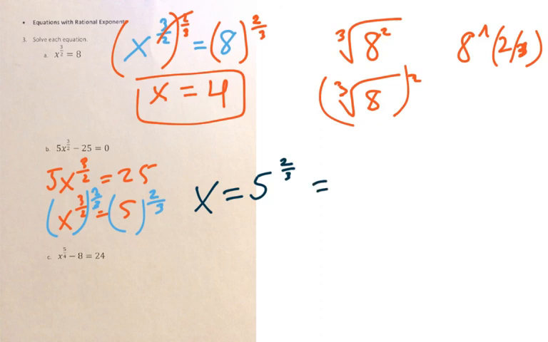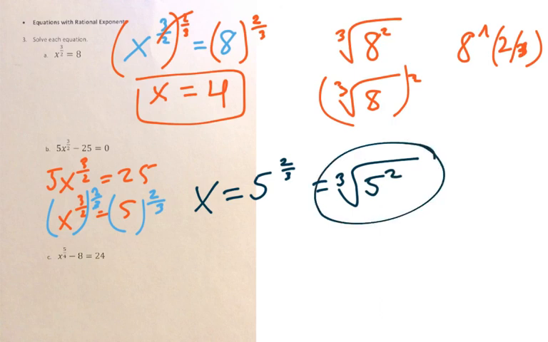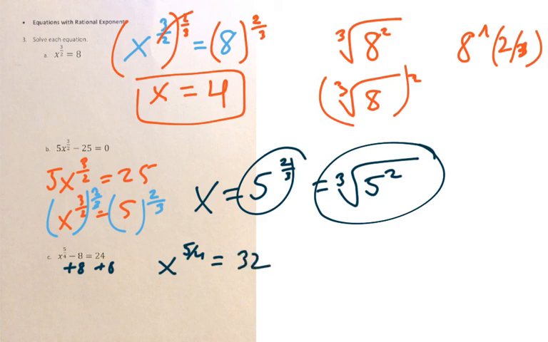Again, you could write that as the cube root of 5 squared. Now that's how we're going to leave it. That's an exact answer. If I use my calculator to solve that, I'm going to get a very long decimal answer. If they want you to have a decimal answer, the question will ask you to round. If they don't ask you to round, they want an exact answer. Leave it like this. This last one, we're going to add 8 to both sides. So we get that x to the 5/4 equals 32.